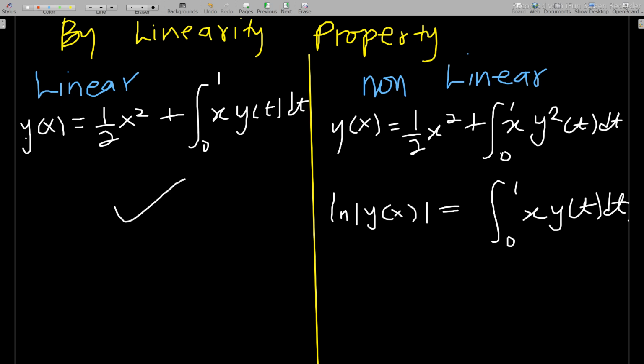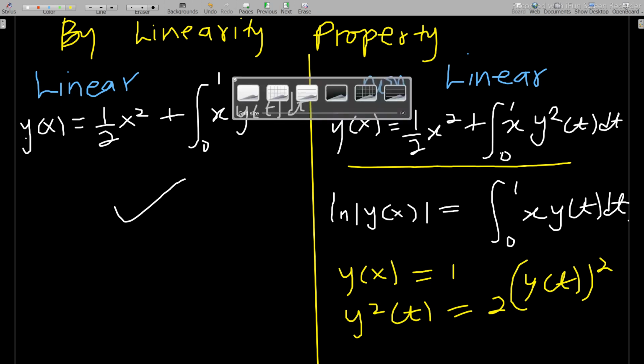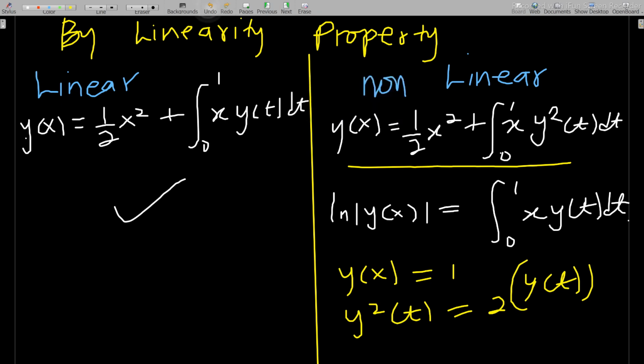Now when you come to the other one, let me talk about the first example under the non-linear. With that one, you can see that y of x has a degree of 1, but y squared of t has a degree of 2, because y squared of t is the same as saying y of t all squared. So since the degree is 2, you have a non-linear integral equation with the first one.